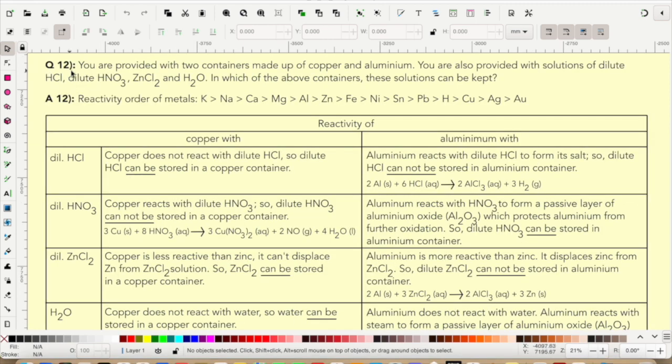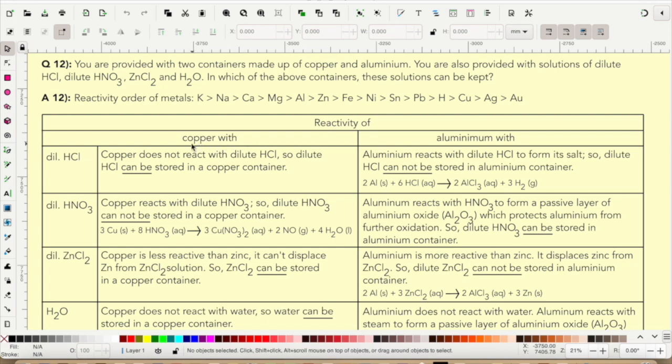Question number 12. You are provided with two containers made of copper and aluminium. You are also provided with solutions of dilute HCl, dilute HNO3, ZnCl2 and H2O. In which of the above containers can these solutions be kept? First we will see reaction between copper and these compounds. Then we will see reaction between aluminium and these compounds.